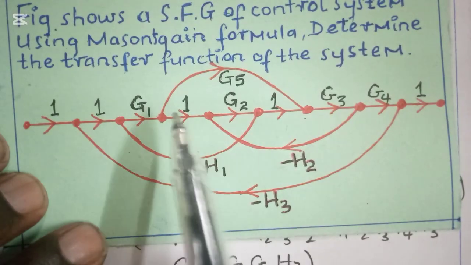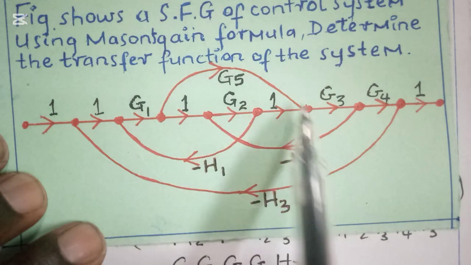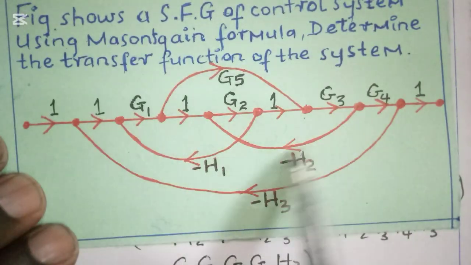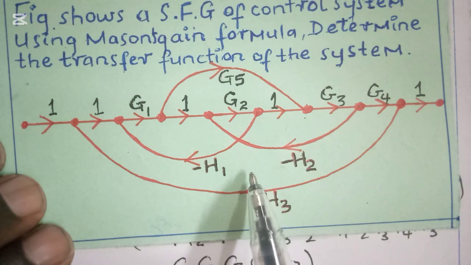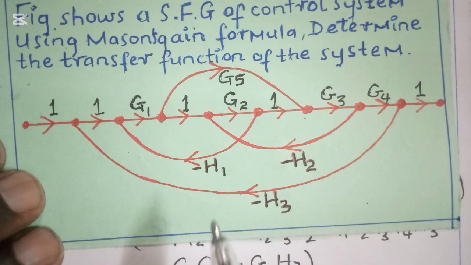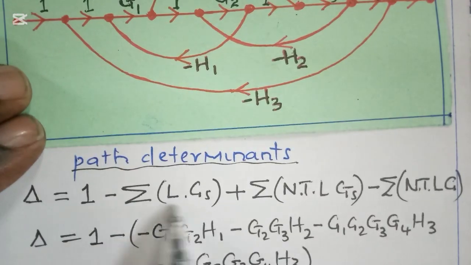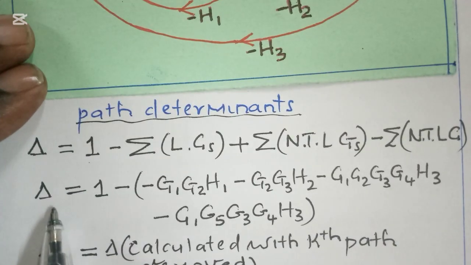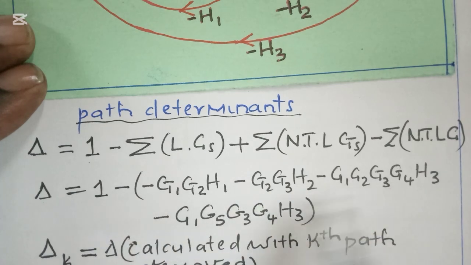What we are saying, guys, is that if the signal moves through this loop, it will still come into contact with another signal that is going through this loop, or this loop, or this loop. So all these loops are tangent loops, and therefore we don't have any non-tangent loops. And so we shall just use the first part of this equation up to that point, and that's what I have done here: delta is equal to 1 minus the loop gains we have talked about.